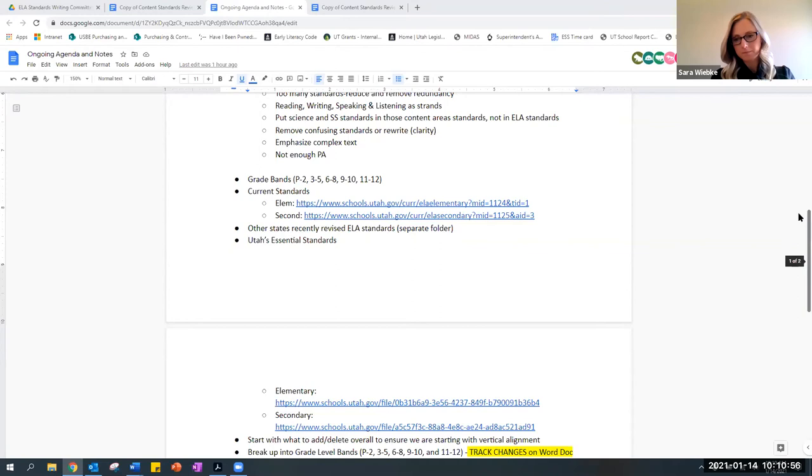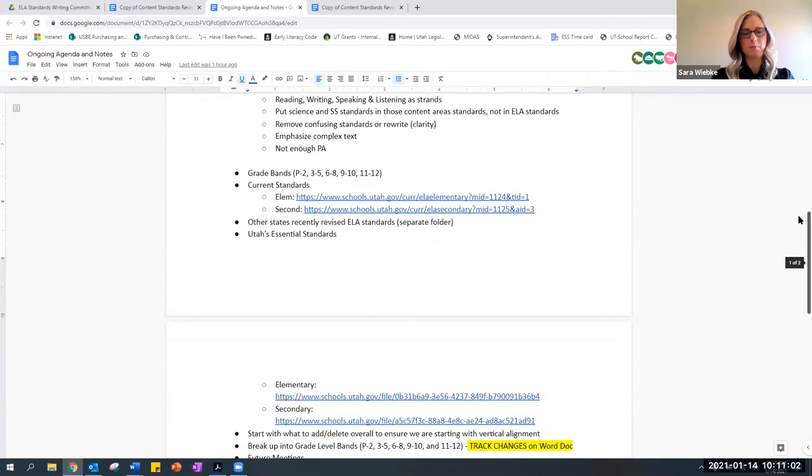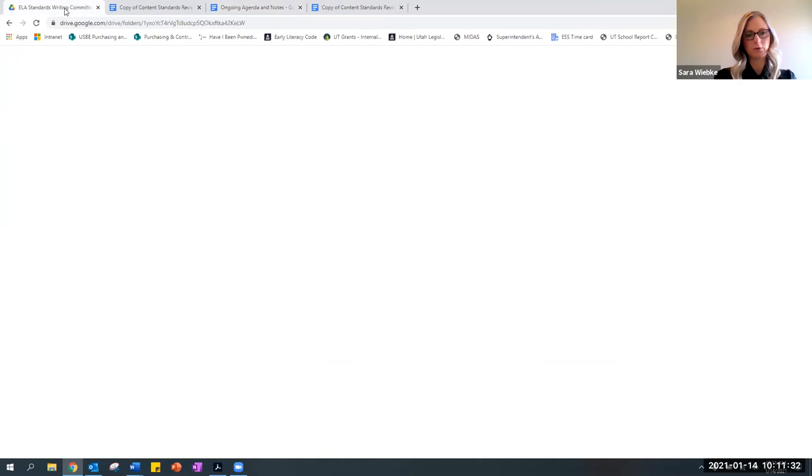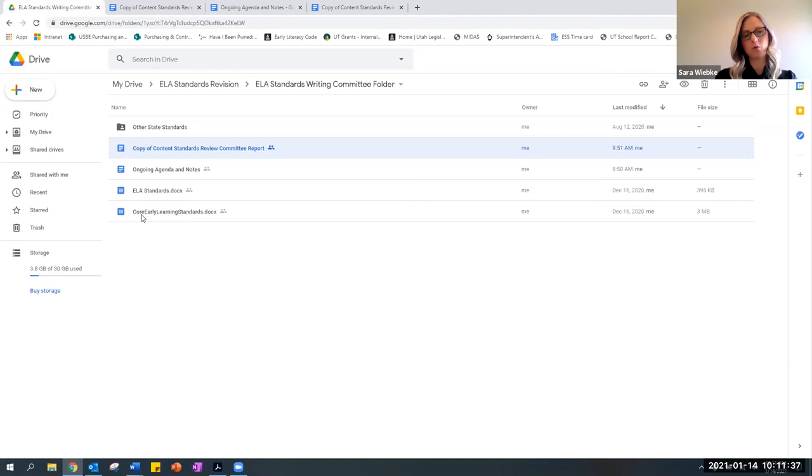Looking at the next steps, we were thinking of a couple of things. We could break out into grade level bands that you would choose on your own. If you think that the bands we have broken out here are not a good option, we are open to feedback. Please know that we don't feel that we're perfect, and we really feel that your feedback would be beneficial and only make these meetings even more effective. So don't ever feel like you have to hold back. We have links to our current standards here. Within the folder, you'll notice we have the ELA standards, which is K-12, but we also have the core early learning standards as well.